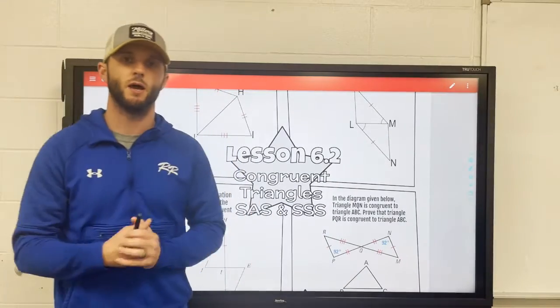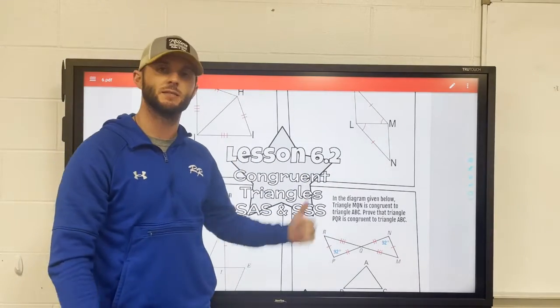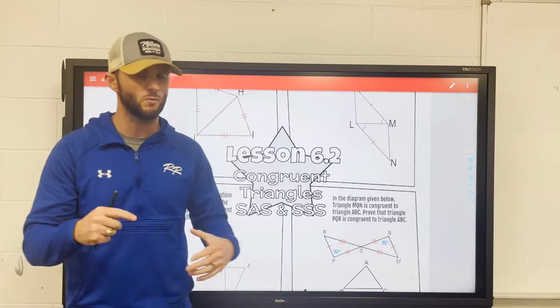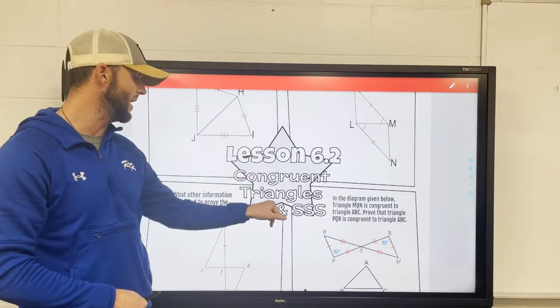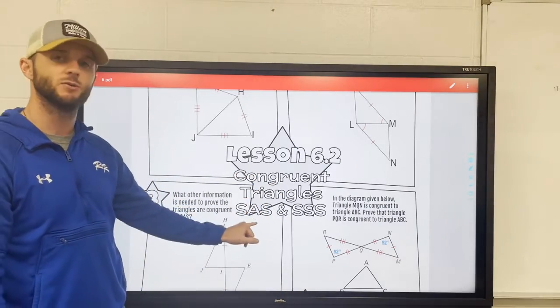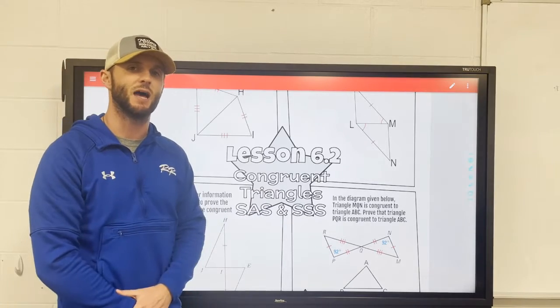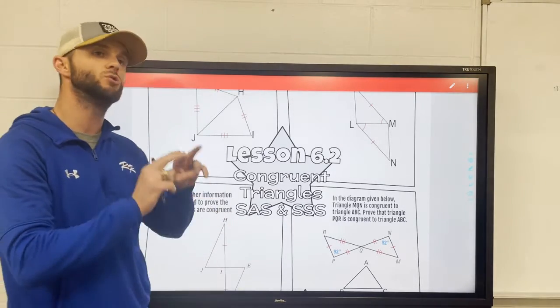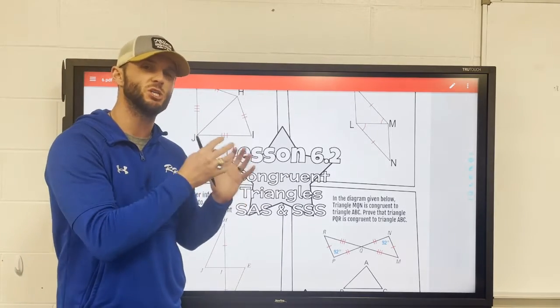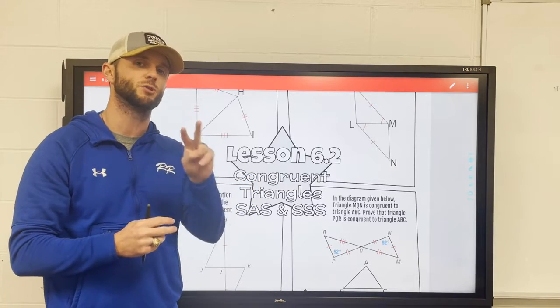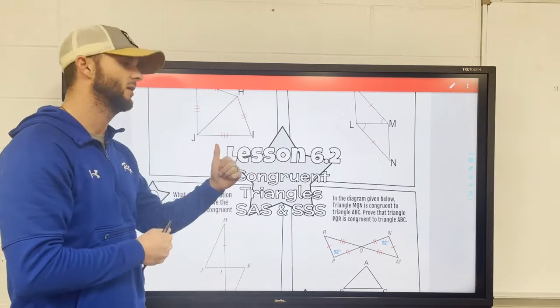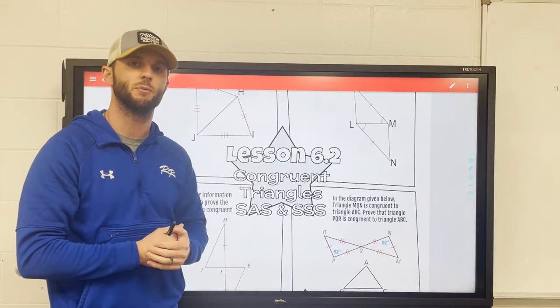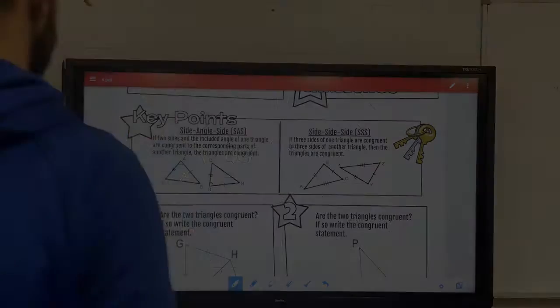What's up, guys? So today we're moving on to lesson 6.2, which is dealing with some more triangle stuff. But what we're looking at is congruent triangles using side angle side and side side side. So we're going to be looking at two triangles and using information given to determine if those two triangles are congruent to each other. Okay? So let's look at our key points here. Let's move into our examples and let's get going here.